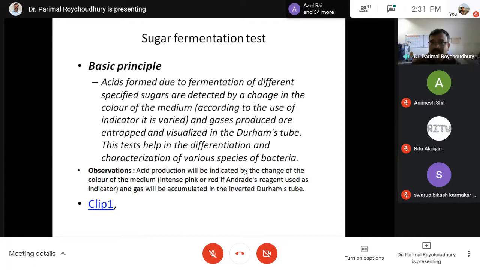The principle says that the bacteria are able to ferment the sugar, and when they ferment the sugar, there is production of acid. When acid production is there in that appropriate sugar solution, then the acid formation can be detected by a certain pH indicator. You put a few drops of the pH indicator, and a color change will take place, and you will come to know whether acid formation is there or not. So it's a very simple test.